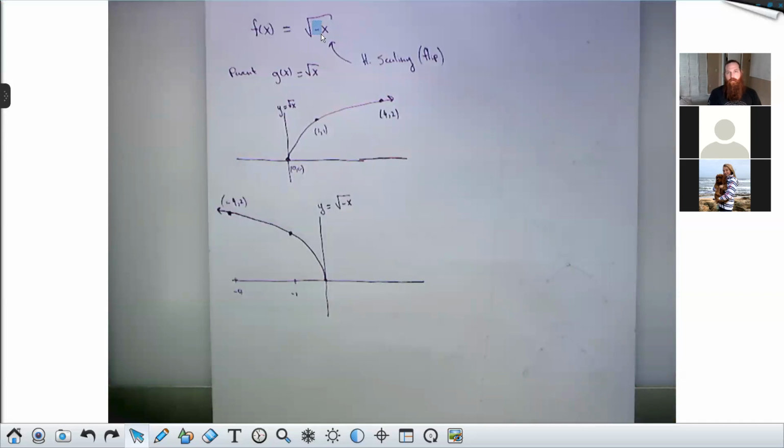So if you multiply on the inside by a negative, that is an example of a horizontal scaling. And if that negative is -1, it's just a flip. The domain here is 0 to infinity. The domain here is -infinity to 0. So everything flips over horizontally when you multiply on the inside by a negative number.